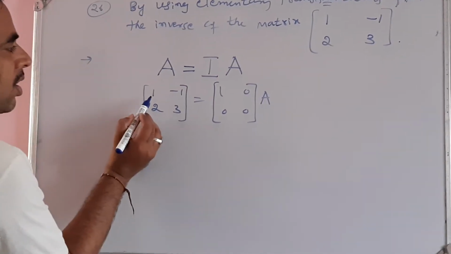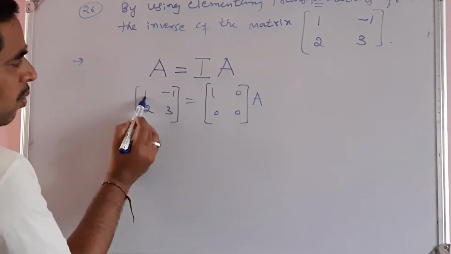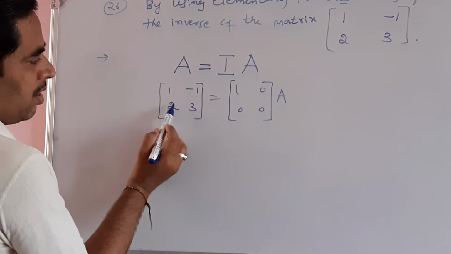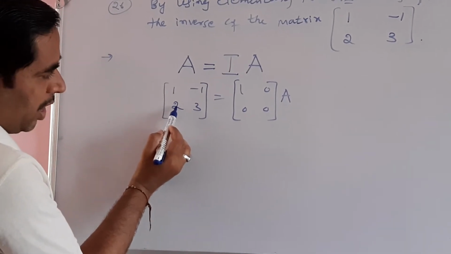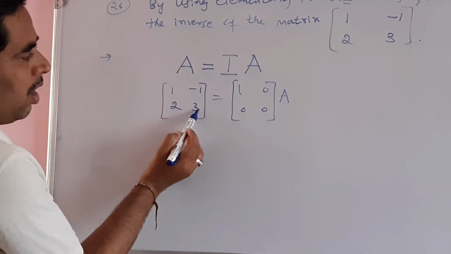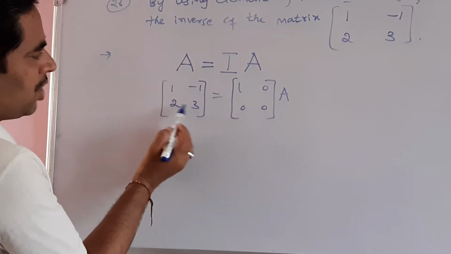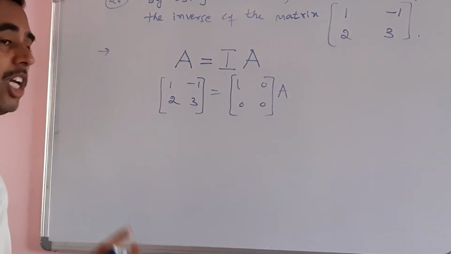See, observe here, it is already 1 here. So this should be 0, and we should try to reduce this element to 0. Then at the end this will be 1, that is, [1 0; 0 1]. So let us apply a sequence of row operations.